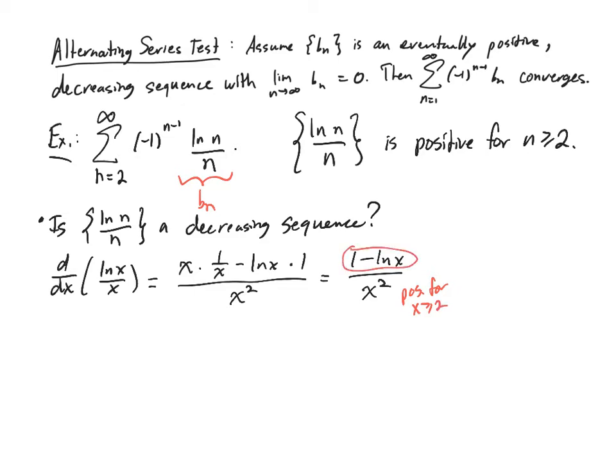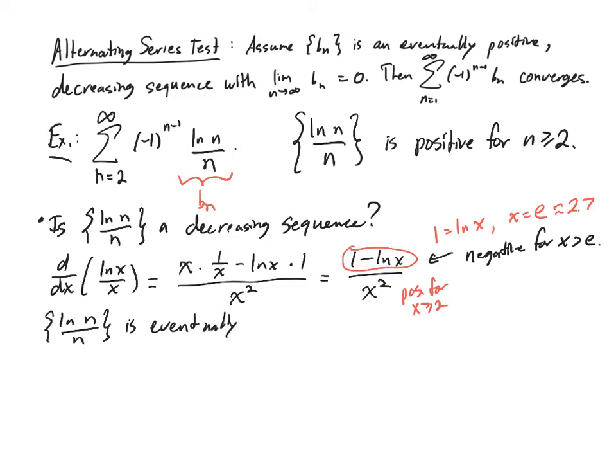The numerator, well, if 1 is equal to log x, that says that x is equal to e if I exponentiate both sides, which is roughly 2.7. So what this tells us is that this thing here is going to be negative for x greater than e. So log n divided by n is eventually decreasing. The derivative is eventually negative, and so the sequence is eventually decreasing.